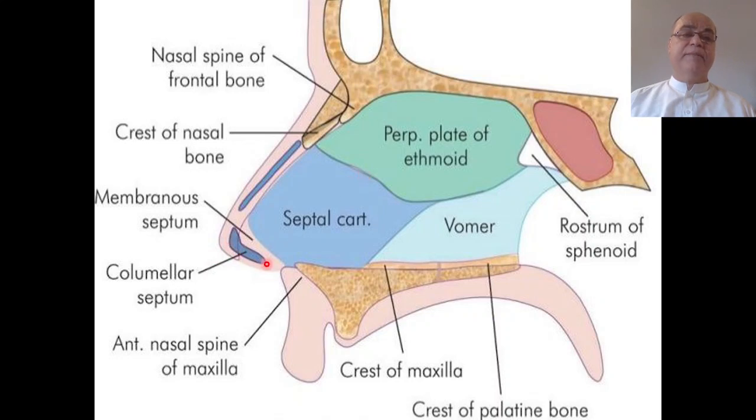One is the columellar septum, the most caudal part, which consists of medial crura of the lower lateral cartilages along with the skin folds. Behind that, the cartilage is deficient, as you can see here in the diagram as well, where the cursor is moving. This is called the membranous septum. Here only the mucoperichondrium is there on both sides, and in between the cartilage is deficient, and then there is the nasal septum proper, which we just mentioned.